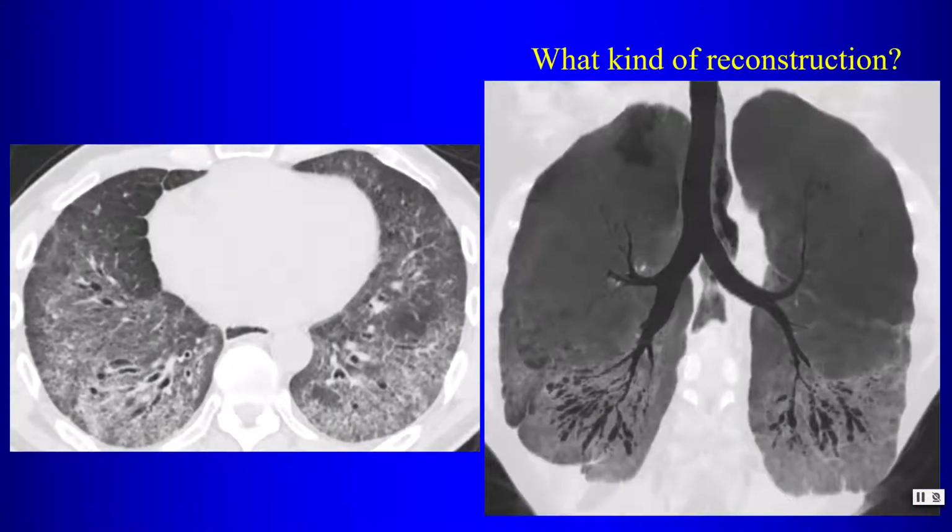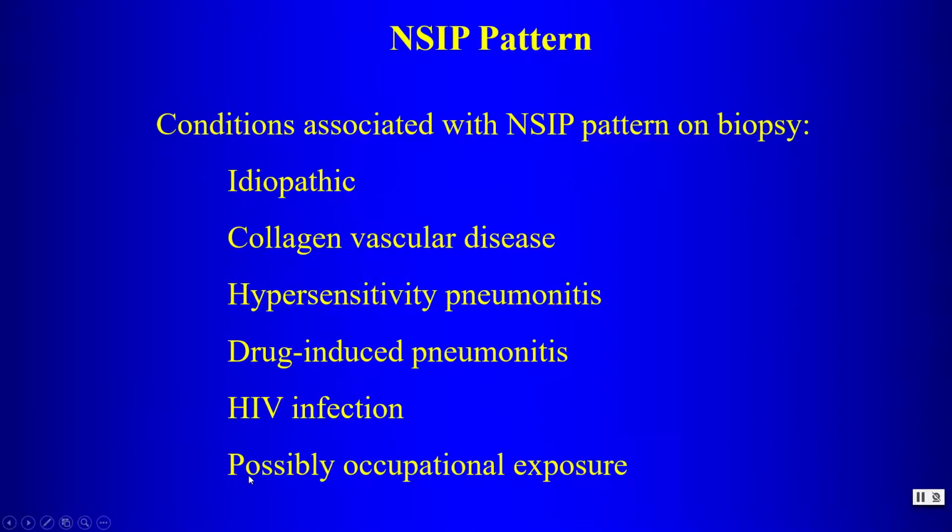Well, here we look a little bit closer, and we do see that there is traction bronchiectasis here at the lung bases, telling us that there is fibrotic lung disease. This is a lung window reconstruction, so this can be useful if you're looking for air-filled structures like airways or emphysema. So this is a patient then with NSIP.